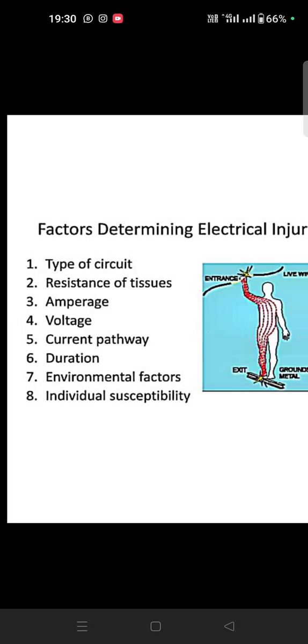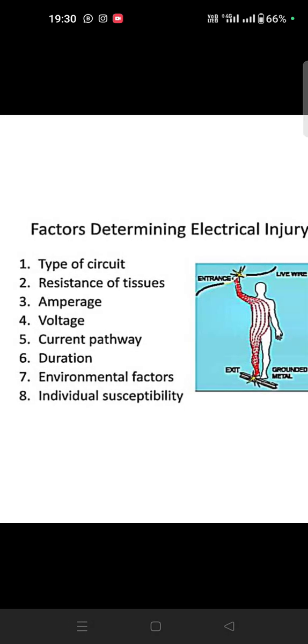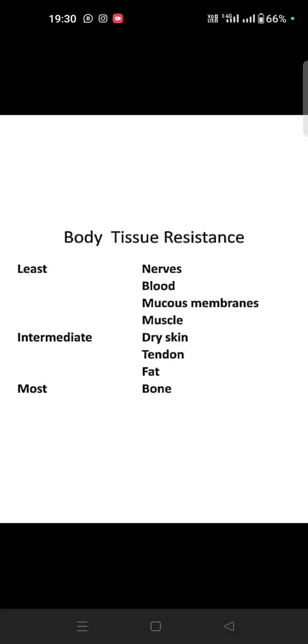Electrical burns and management. Definition: electrical injury is damage to the skin and internal organs when a person comes into direct contact with electrical current. The severity of electrical injury is determined by the type of circuit, the resistance of the tissue, amperage, voltage, current pathway, duration, environmental factors, and individual susceptibilities. Body tissue resistance, listed from lowest to highest, means nervous tissue, blood, mucous membrane, muscle, dry skin, tendon, fat, and bone.